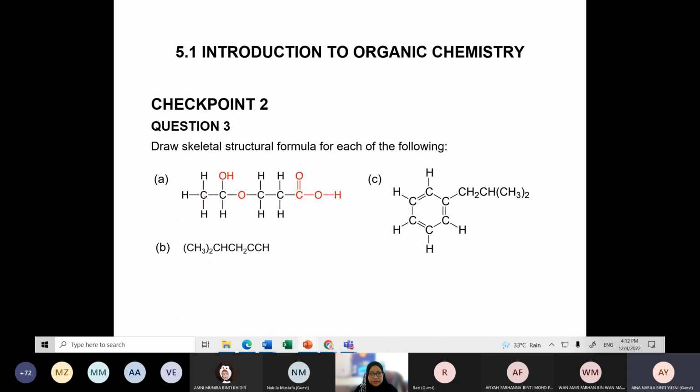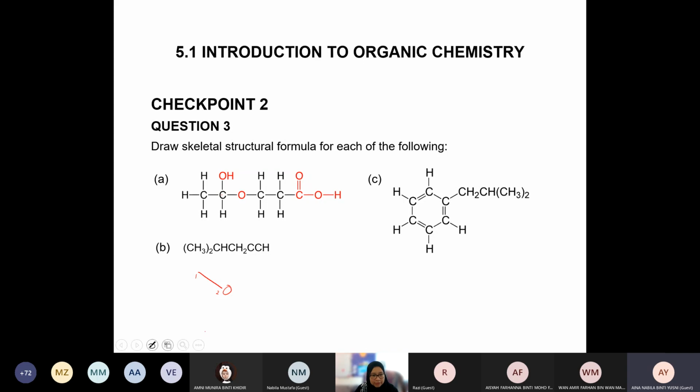For skeletal, you have to transform this into skeletal form. So 1, 2, 1, 2, and then we have O. This is carbon number 1, this is carbon number 2, and then don't draw the O here. You need another arm, another line for the O.